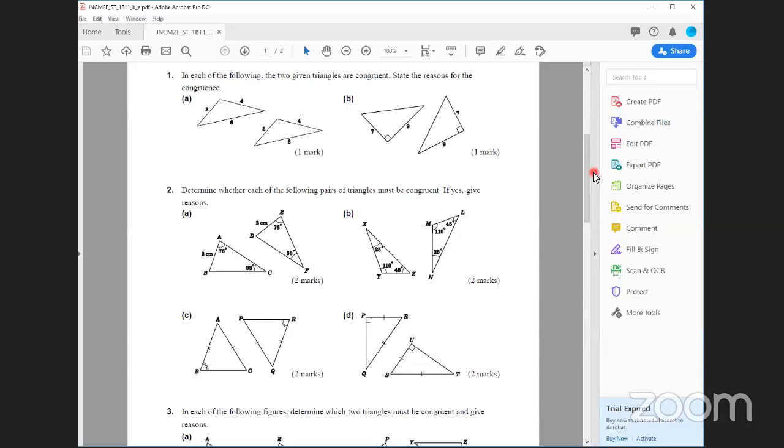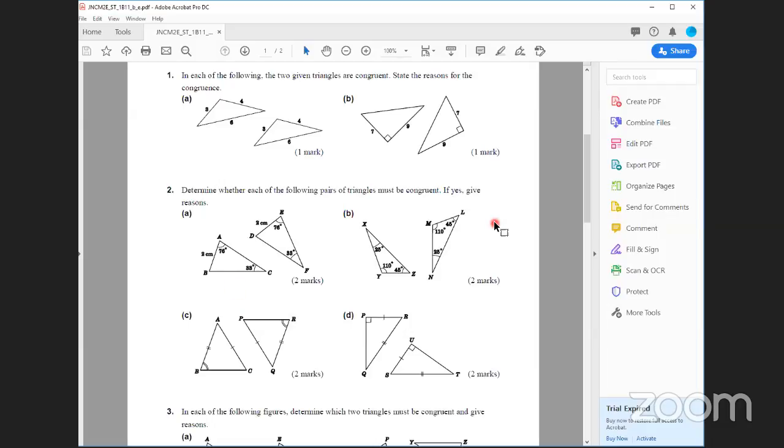And then for question 2, you need to determine whether each of the following pairs of triangles must be congruent. If yes, give reasons. No worry, I have uploaded this document to the Google Classroom already. If it is more convenient for you to download the document, you can go to Google Classroom and download from there. Now for number 2, there are 4 parts: part A, part B, part C, and part D, right? For each part you are given 2 triangles, and first you need to think whether they are congruent. If they are congruent, you need to write the reasons.